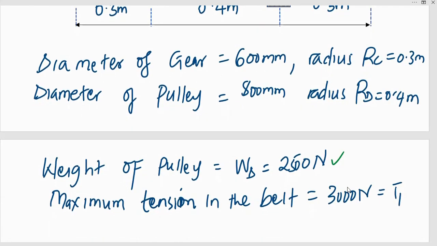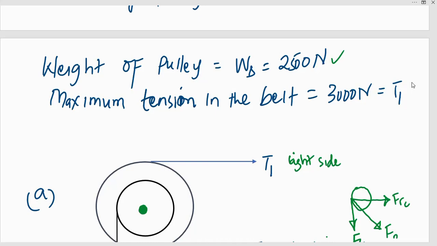Now the diameter of the gear, we are given that the pitch diameter is 600 mm, and therefore the radius, converting it to meters, would be 600 millimeter divided by 2, then divided by 1000, this would give me 0.3 meters. Then the diameter of the pulley is 800 millimeter divided by 2 divided by 1000, this would give me the radius of the pulley at D, giving me 0.4 meters. Then the weight of the pulley is also 2,500 newtons, and the maximum tension in the belt, if we call it T1, will be 3,000 newtons.